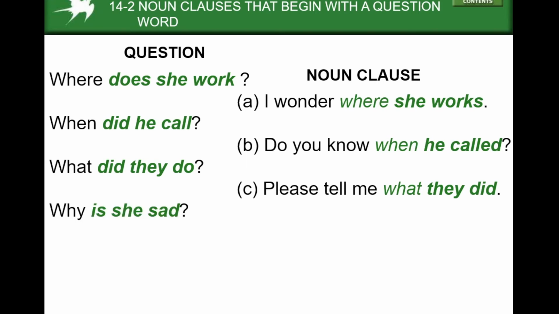Last example. Our question is, why is she sad? And the sentence becomes, I don't know why she is sad. We have the question word order, why is she sad? For the sentence, it becomes, I don't know why she is sad. Here we have our sentence word order.